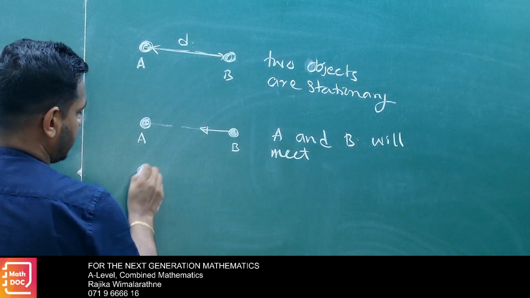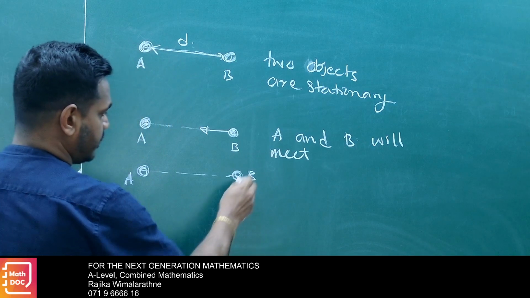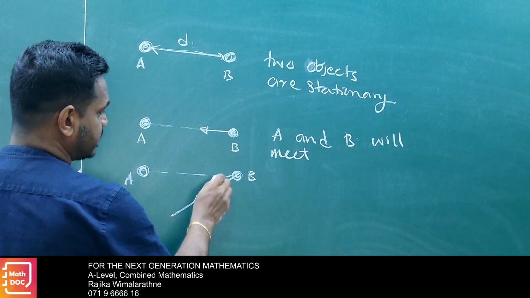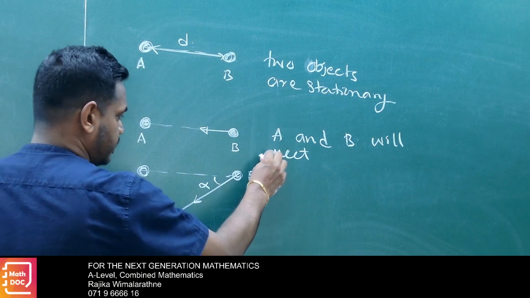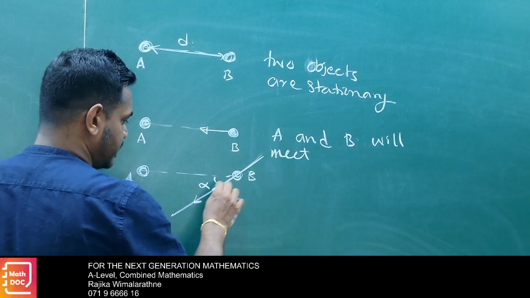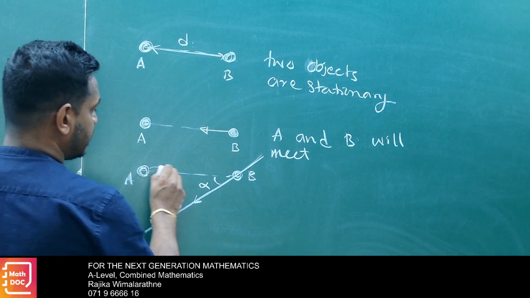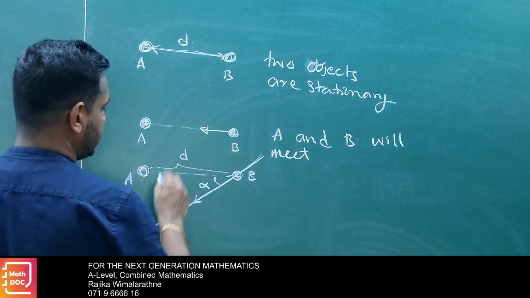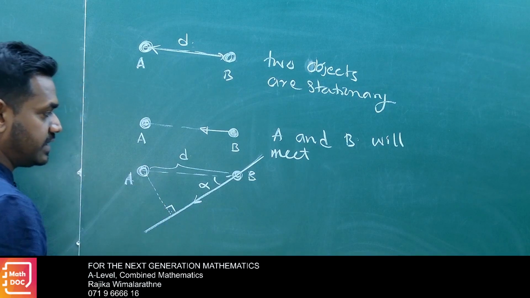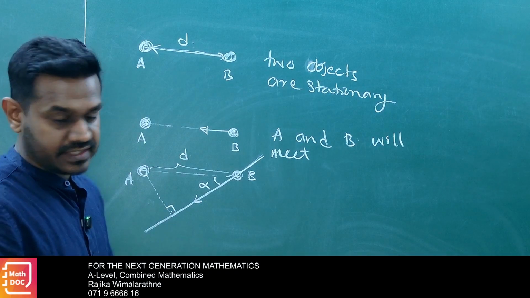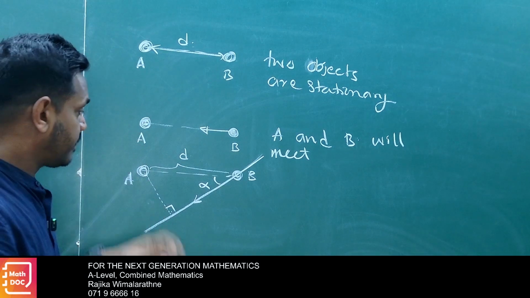Okay. Now consider A and B that will not meet. Here A, here B. Here consider the velocity like this. A is stationary, B is moving. Now B will move along this velocity direction, no? Then take here D. So when you consider this perpendicular length, that is equal to the shortest distance between A and B.